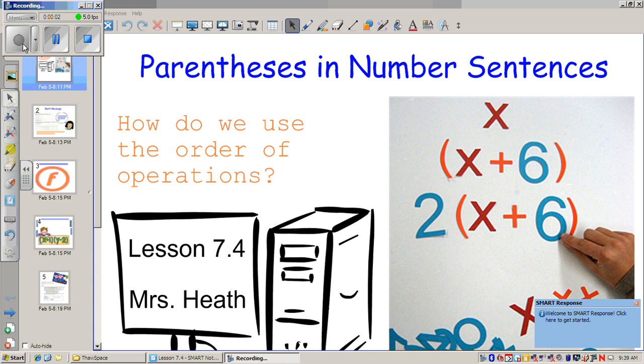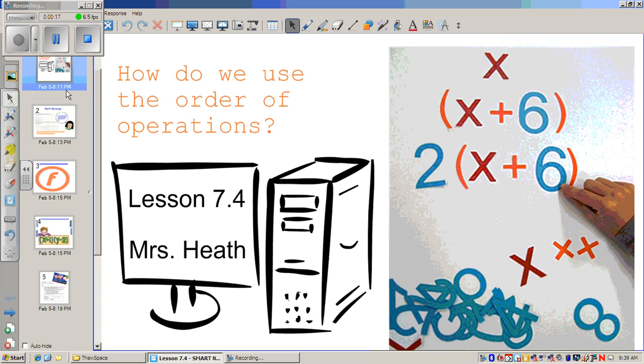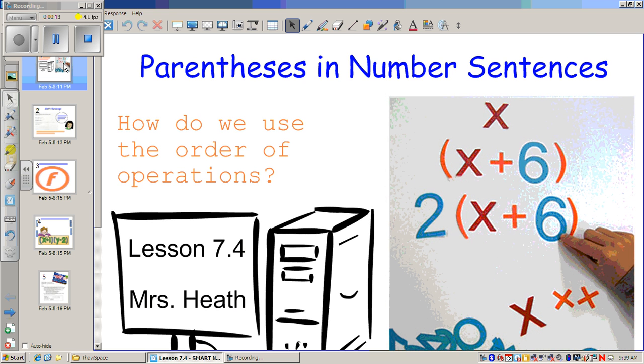Welcome to lesson 7.4 on parentheses and number sentences. Our objective is: how do we use the order of operations? Parentheses always come first when we are doing order of operations. The letters PEMDAS mean "please excuse my dear Aunt Sally," meaning we always start with parentheses first.